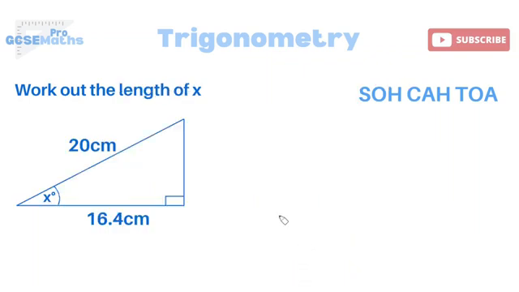Okay, hopefully by now you might have got the gist of it, so give this one a go if you feel comfortable. So first of all, label the two sides that are relevant. So the 20 is relevant, isn't it? That's the hypotenuse, the diagonal. Then 16.4 is relevant, which is, in this case, the adjacent, isn't it? It's next to the x, but not the hypotenuse. So we've got A and H, which means CAH. So we're going to be using cos on our calculator.